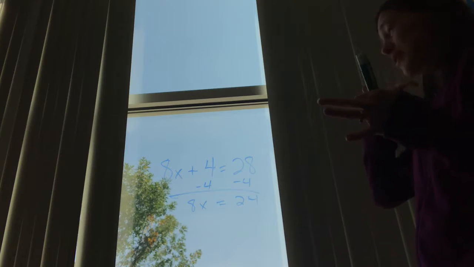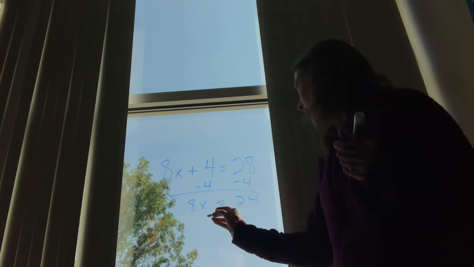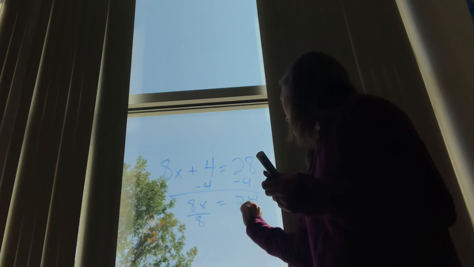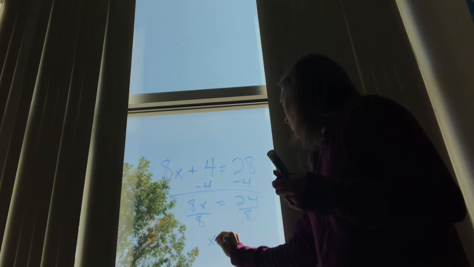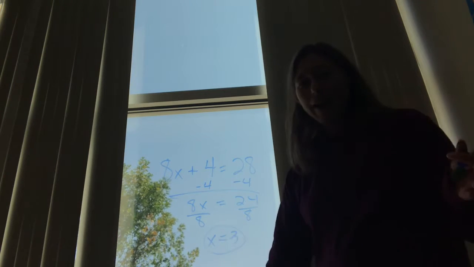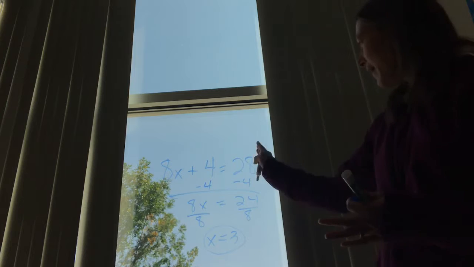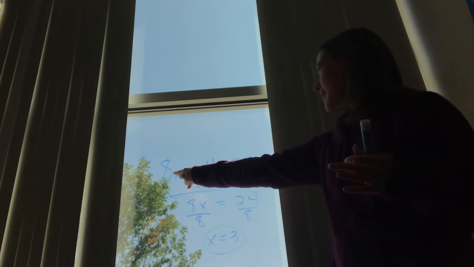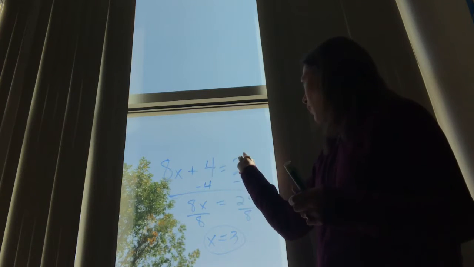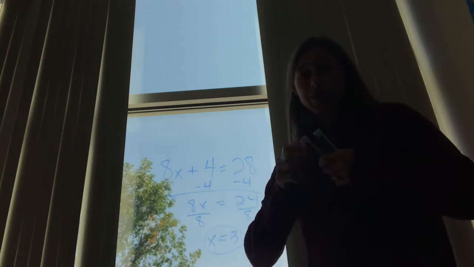And then, this is just a one-step equation. Woo. I'm going to divide by 8. And I get x equals 3. Yay! And then I can look back and I can plug my 3 back in. 8 times 3 is 24. 24 plus 4 does indeed equal 28. We did it. Okay, now we gotta go find another spot.